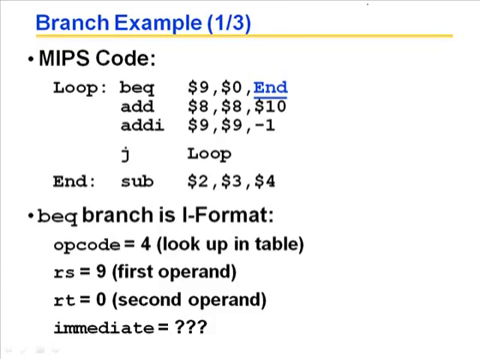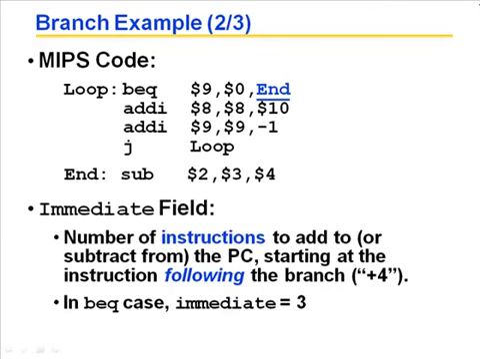So the branch equals is the I format. So the opcode is 4. You can look this up in the table. The first register is 9, the second register is 0. What about the immediate? Well, you can see here it needs to jump through 3 instructions. So I'm going to just go ahead and assume, in this case, and I was correct, immediate equals 3. So you see how there's 3 instructions under the branch equals n?